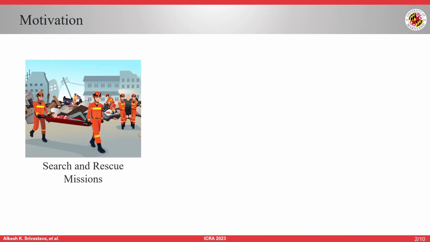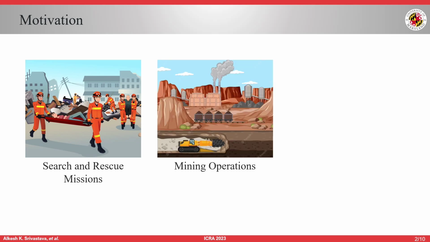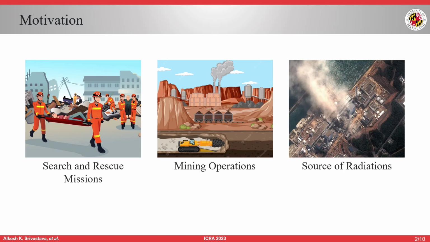In search and rescue missions, our targets are human survivors, and in most cases, these targets are trapped near hazardous locations. So there exists a correlation between hazardous location and the location of our target. Similar correlation is obtained in mining operations where useful minerals are obtained near harmful locations. So there exists a correlation there as well, and it is very relevant while detecting the source of nuclear radiation.